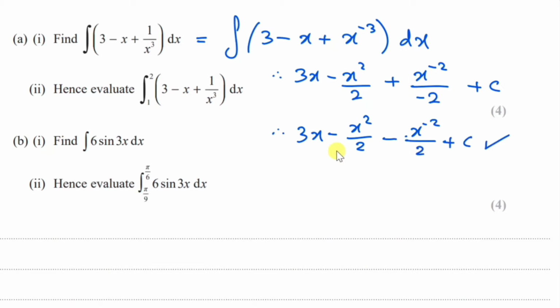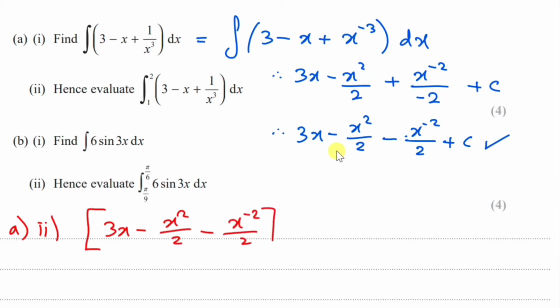Part 2, hence evaluate the same thing, but now you've got limits. So when you have limits, all you literally do is just stick a massive bracket. So for you guys, let's just continue over here. So this would be part 2. We say now we put big square brackets. We copy everything in. So 3x minus x squared over 2 minus x to the negative 2 over 2. And then just ignore the plus c. And then put the limits of 2 and 1 here.